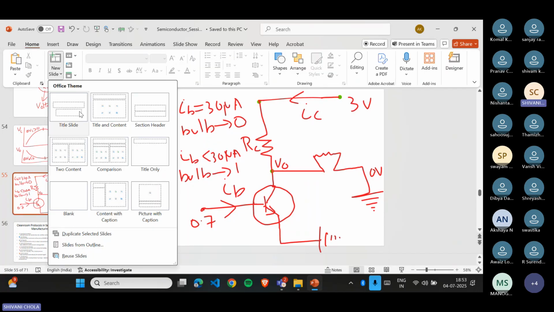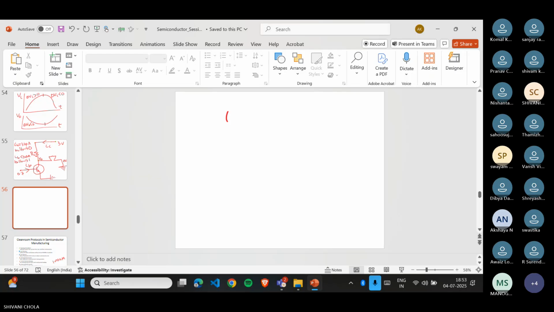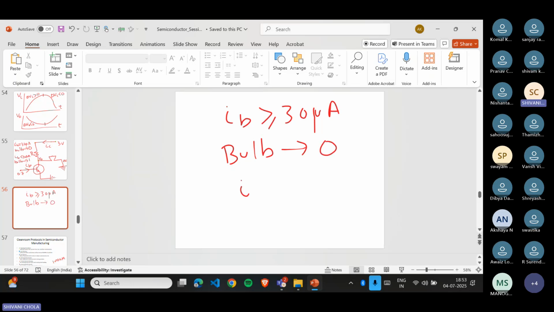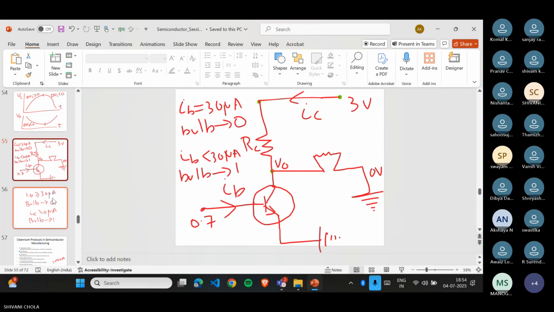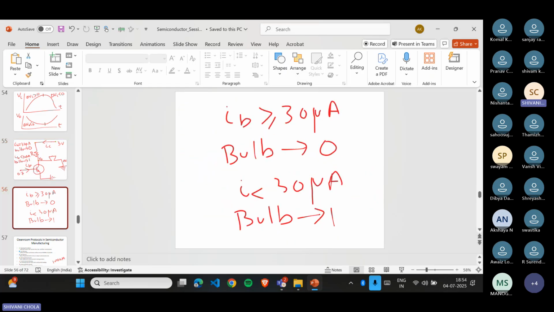Okay. So can I say if the current through the base is greater than or equal to 30 microampere, your bulb is off, and if it's less than 30 microampere, it's on. So it's working like a switch, right? At 30 microampere.